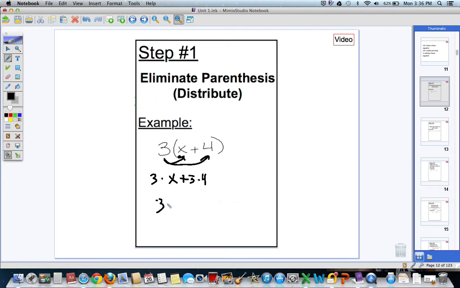3 times x is 3x. 3 times 4 is 12. So I'm going to get 3x plus 12. That's my first problem, my first thing. That's step 1. Step 2.